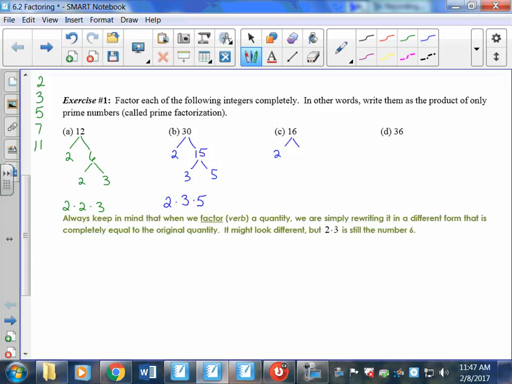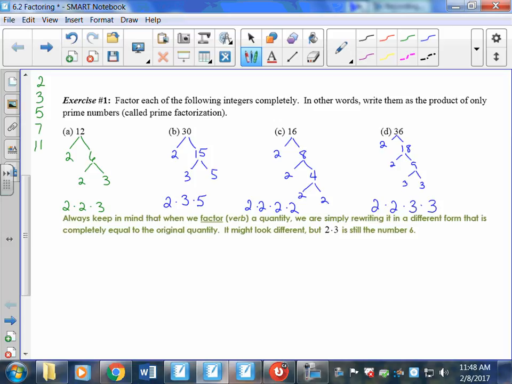16 is 2 times 8. I know 8 is 2 times 4, and I know 4 is 2 times 2. So this prime factorization is 2 times 2 times 2 times 2, which we know is the same thing as 2 to the 4th power. 36 is 2 times 18, which is 2 times 9, which is 3 times 3. So I know my prime factorization of this one is 2 times 2 times 3 times 3.